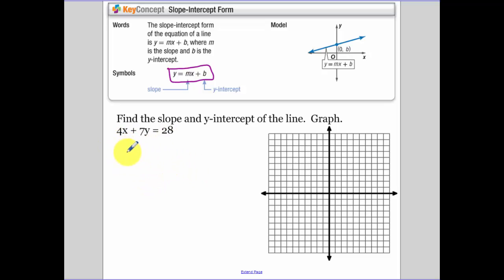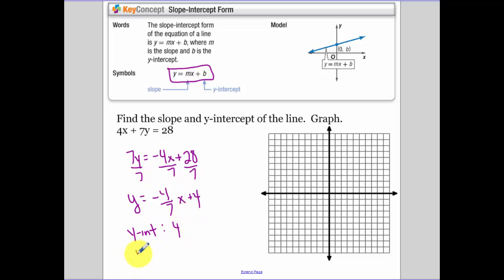So I'm going to subtract 4x from both sides. And then I divide by 7. You have to solve for y. So I have negative 4/7 x plus 4. So my y-intercept is the number that's being added, so that's 4. My slope is negative 4/7.